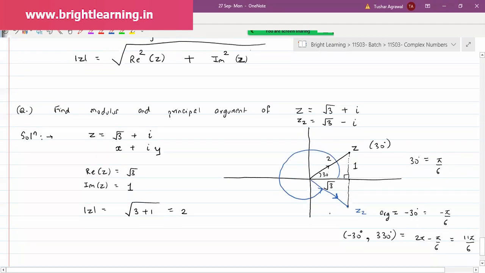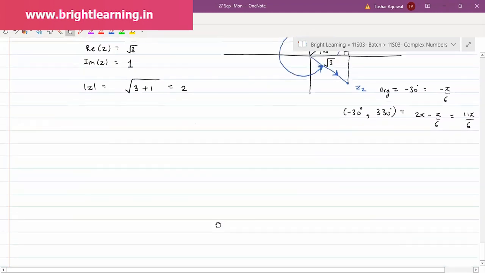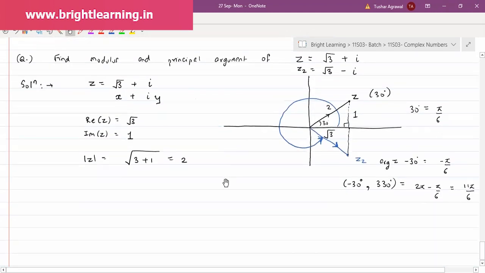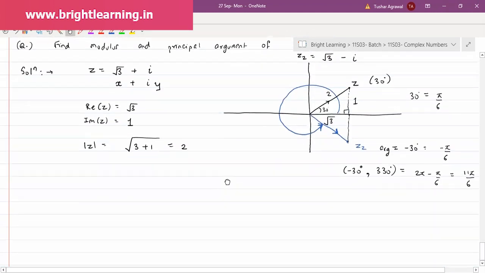Okay, this much only I'm going to teach about the argument for boards, because argument is split out. I just wanted to give you an introduction to arguments. Okay, modulus and arguments clear? Yes, sir, one more sum regarding arguments and modulus. Okay.